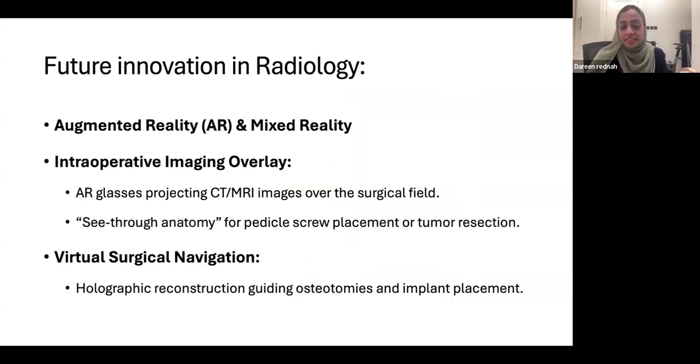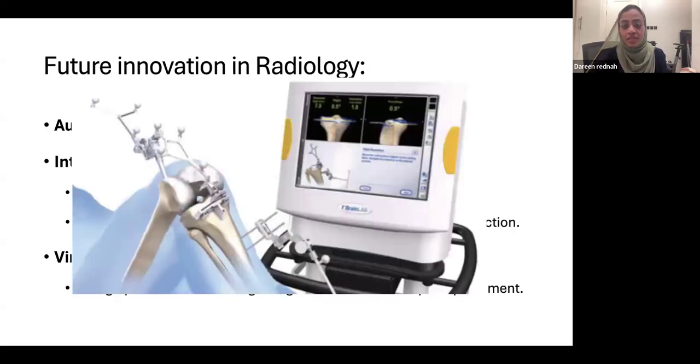Augmented reality and mixed reality, intraoperative imaging overlay: augmented reality glasses projecting CT and MRI imaging over the surgical field, see-through anatomy for pedicle screw placement and tumor resection. Now there is, I think I put an image, I will show you. It's like Google's glasses. You will wear it and you see the CT image while operating on the patient, so you can correlate the screw position. Virtual surgical navigation, holographic reconstruction guiding osteotomy and implant placing.